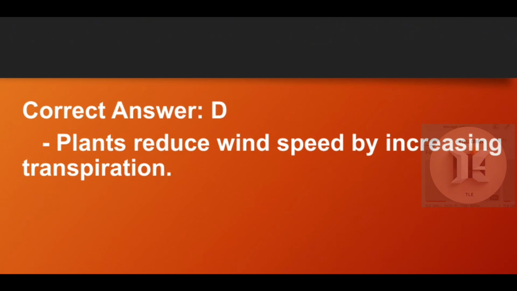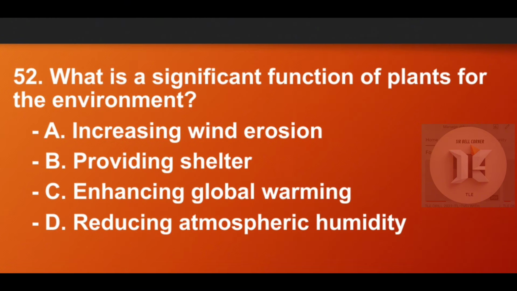Correct answer. D. Plants reduce wind speed by increasing transpiration. 52. What is a significant function of plants for the environment? A. Increasing wind erosion. B. Providing shelter. C. Enhancing global warming. D. Reducing atmospheric humidity.